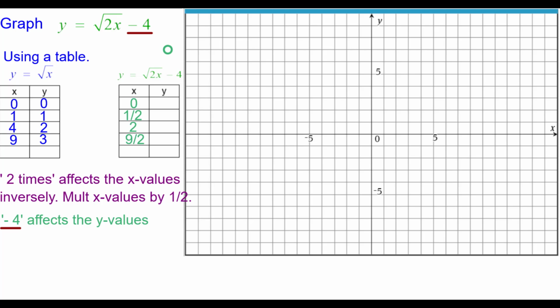The minus 4 affects the y values, so we need to subtract 4 from each y value. So starting with this y value, 0 minus 4 is -4. And so we'll plot 0, -4. We suggest that you finish the table, plot the points, press pause to do so, and resume when you're ready.